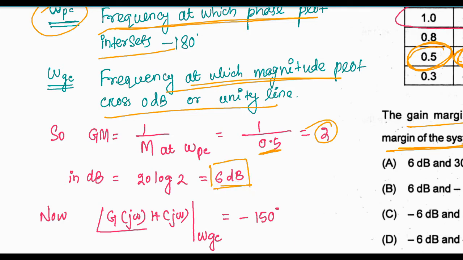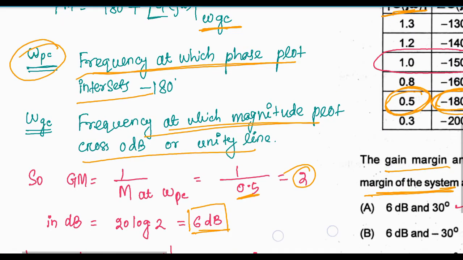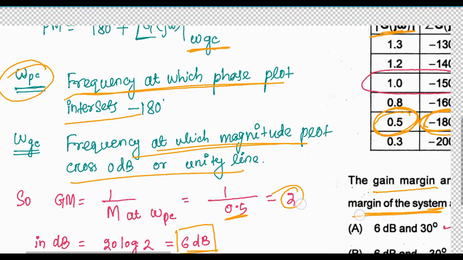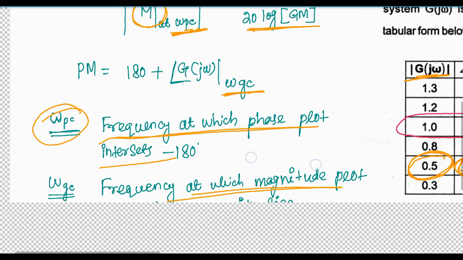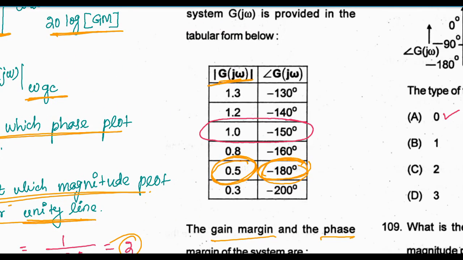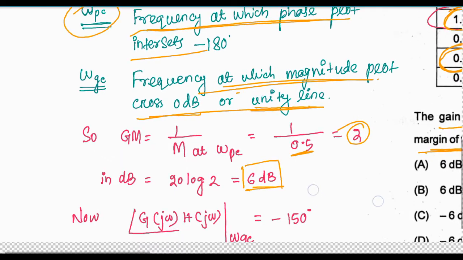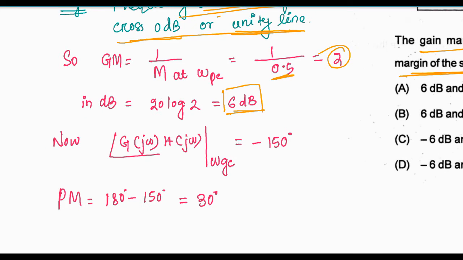And now G(j omega) H(j omega) at omega gc. Omega gc is the frequency at which the magnitude plot crosses the 0 dB or unity line. So at the unit line, the magnitude will be unity, and what is the angle? The corresponding angle is minus 150. So at omega gc, the angle is minus 150.